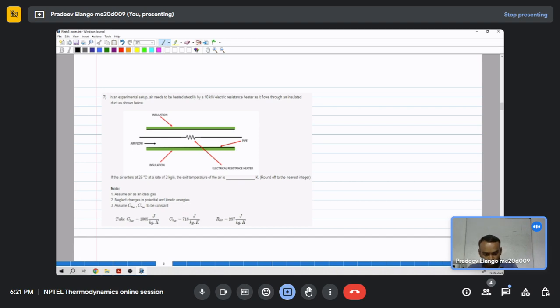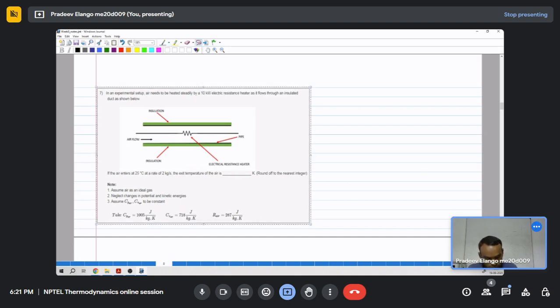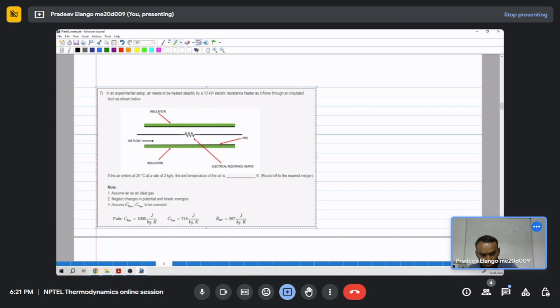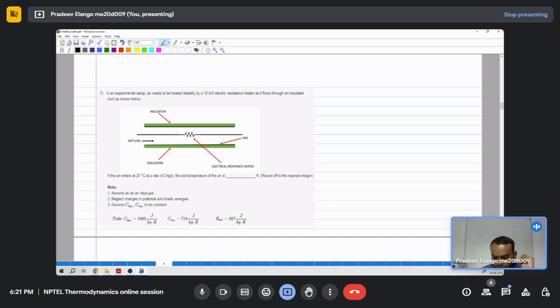So in the next problem we have an experimental setup where air needs to be heated steadily by a 10 kilowatt electric resistance heater flowing through an insulated duct as shown in the figure. If the air enters at 25 degrees Celsius at a rate of 2 kg per second, the exit temperature of the air is dash Kelvin. We can assume air is an ideal gas, neglect changes in potential and kinetic energy, assume Cp of air, Cv of air to be constant, and the values are also given.